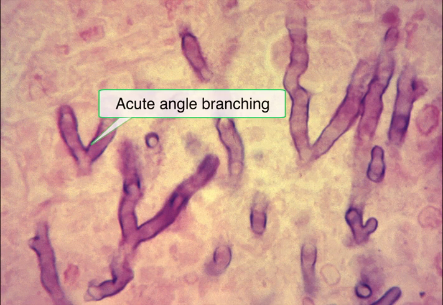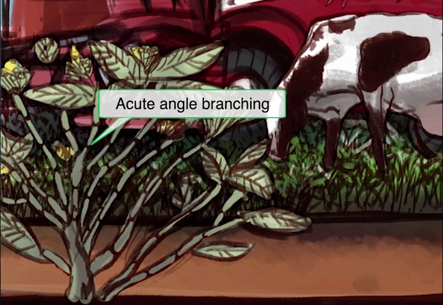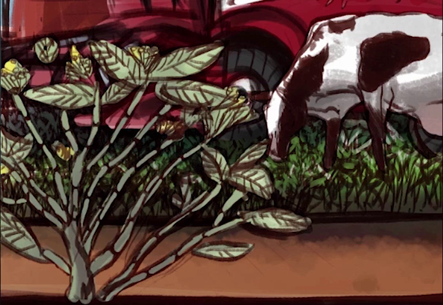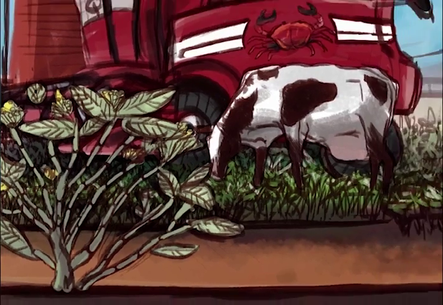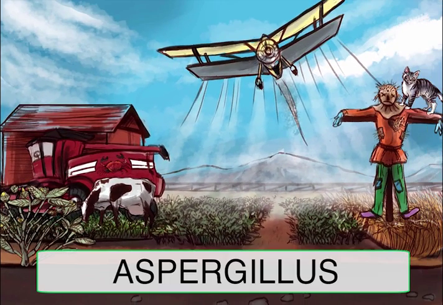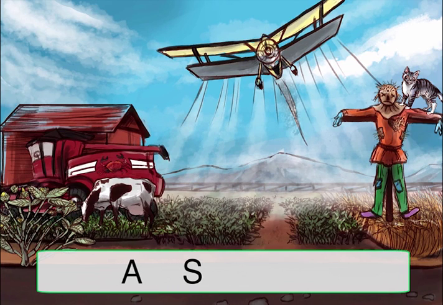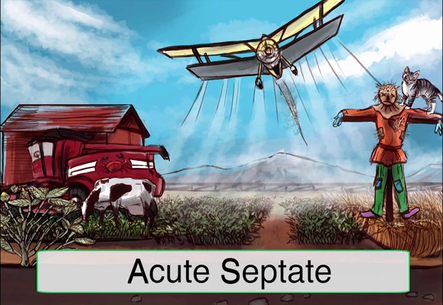We'll help you remember this in two ways. First, notice we've drawn in these stems of the peanut plant here to illustrate acute angle branching. The angles between the stems are definitely under 45 degrees. See how we've also drawn in these septations here as well? To hammer this in even more, just think about the word Aspergillus. The first two letters are A and S. A for acute and S for septate. And that's not a Sketchy-approved mnemonic, by the way, so let's keep that on the DL.